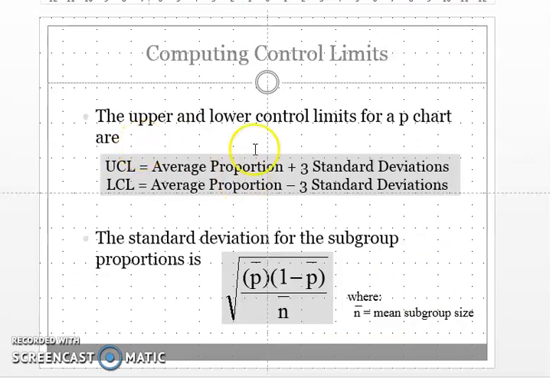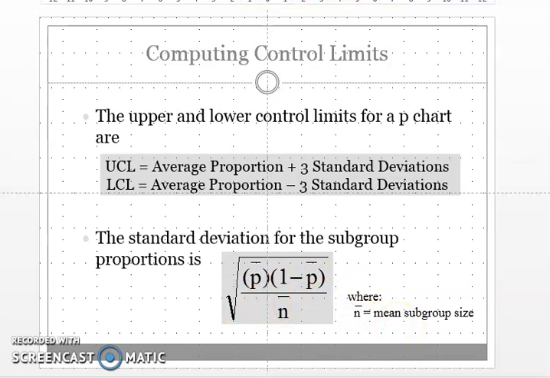After that you have to calculate the upper control limit, UCL, and lower control limit. As usual, the upper control limit is the average proportion plus 3 times the standard deviation. The lower control limit is the average proportion minus 3 times the standard deviation. The standard deviation for the subgroup proportion is equal to the square root of p bar times (1 minus p bar), whole divided by n bar, where n bar is the mean subgroup size.